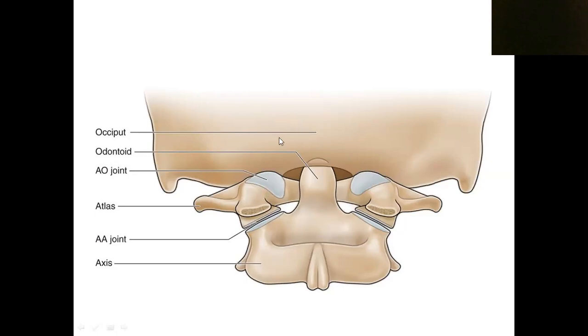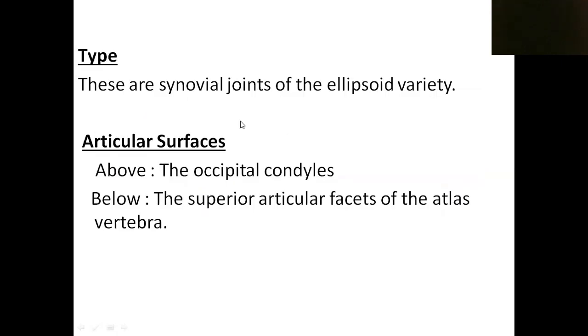So the first topic is the atlanto-occipital joint. It's an ellipsoid variety of synovial joint. I already told you what that ellipsoid variety is. So it's an ellipsoid variety of synovial joint.